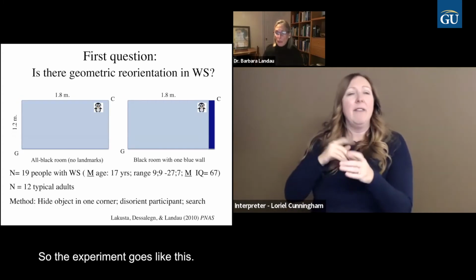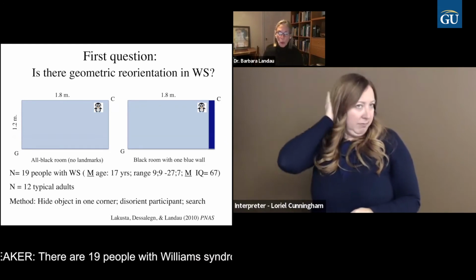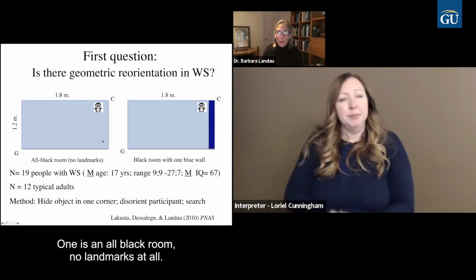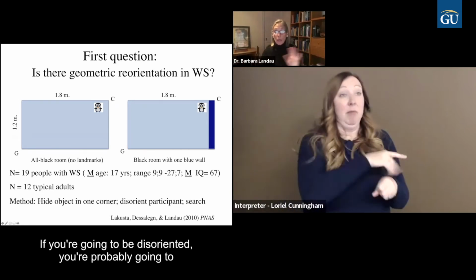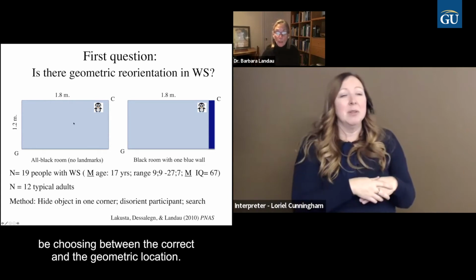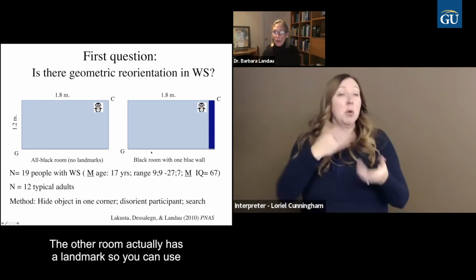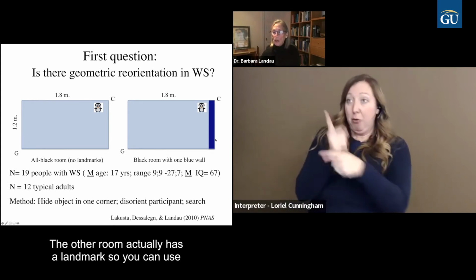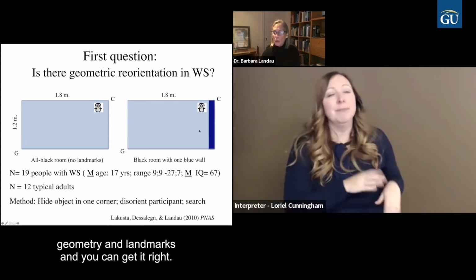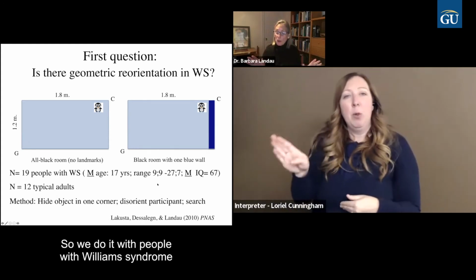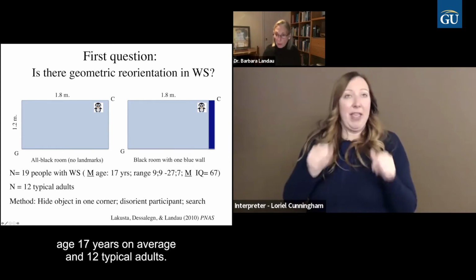So the experiment goes like this. There are 19 people with Williams syndrome. Here there are two different arrays. One is an all black room, no landmarks at all. So there, if you're going to be disoriented, you're probably going to be choosing between the correct and the geometric location. The other room actually has a landmark, so you can use geometry and landmarks and you can get it right. So we do it with people with Williams syndrome, age 17 years on average, and 12 typical.